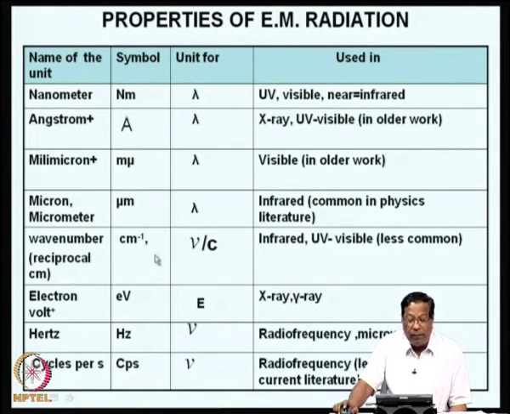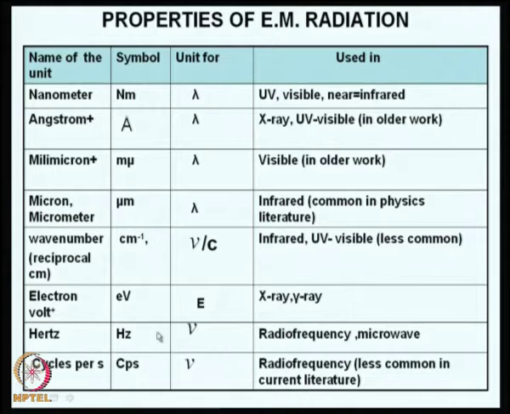and wave number, as I told you, the unit is centimeters inverse, which is frequency divided by velocity of light. It is used in infrared as well as UV visible, but it is very less common in UV visible. You can also use electron volts, eV, a unit for energy used in X-ray and gamma ray, and hertz is of course a unit for frequency, used in radio frequency and microwave applications. Cycles per second is also a unit for frequency, used in radio frequency, but nowadays it is used very little in current literature.